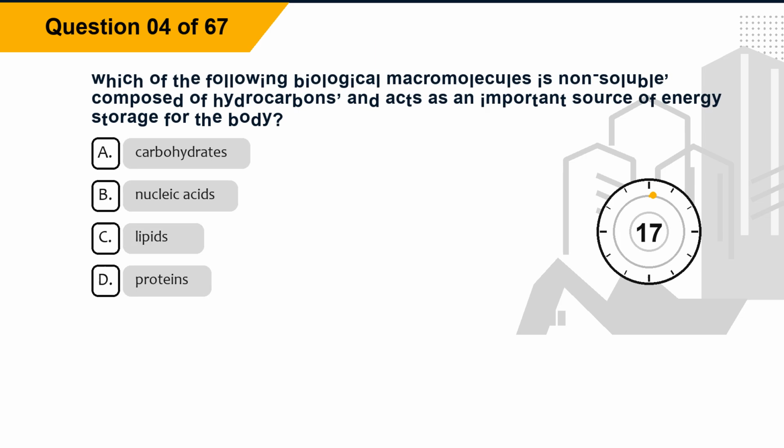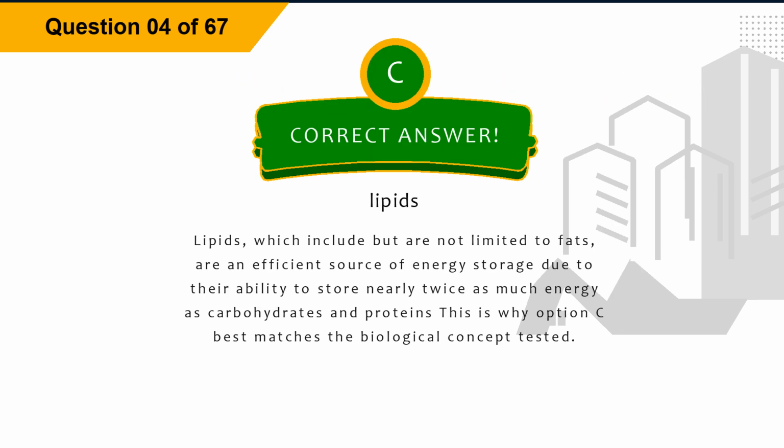Question 4. Which of the following biological macromolecules is non-soluble, composed of hydrocarbons, and acts as an important source of energy storage for the body? Option A, carbohydrates. Option B, nucleic acids. Option C, lipids. Option D, proteins. The correct answer is Option C, lipids. Explanation: lipids, which include but are not limited to fats, are an efficient source of energy storage due to their ability to store nearly twice as much energy as carbohydrates and proteins. This is why option C best matches the biological concept tested.